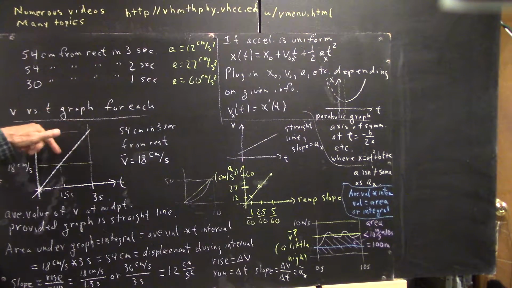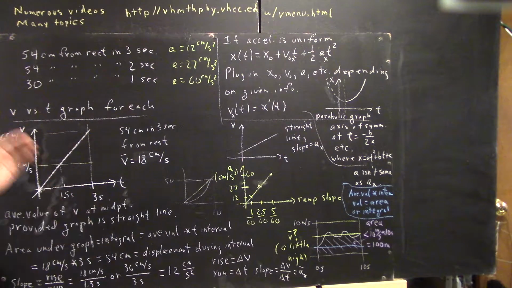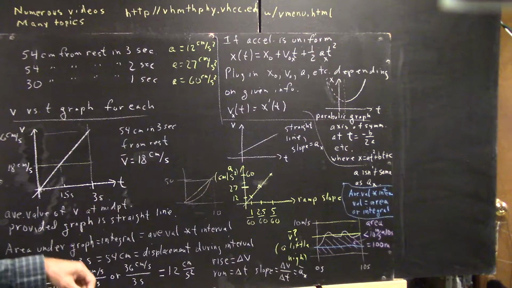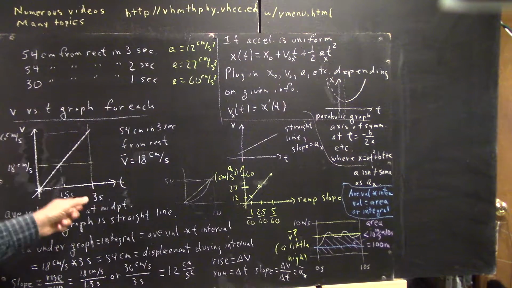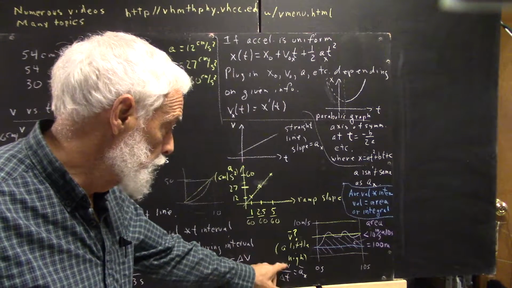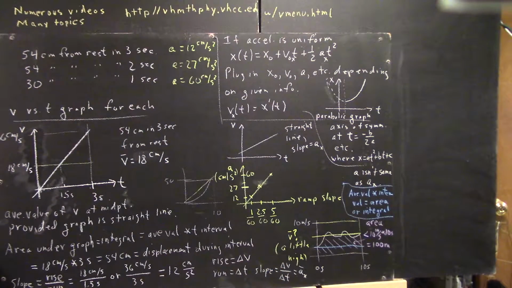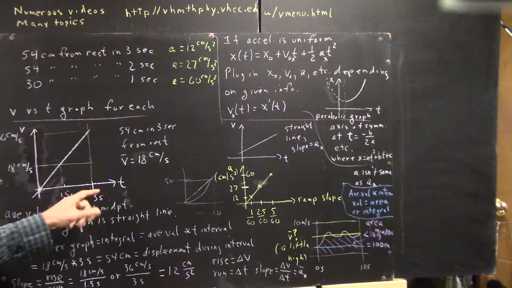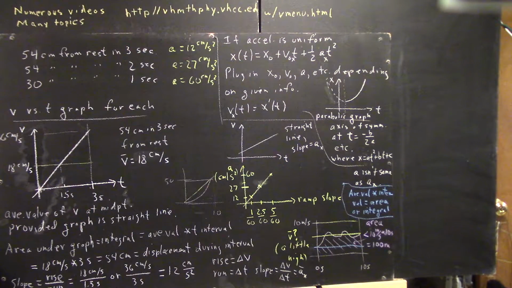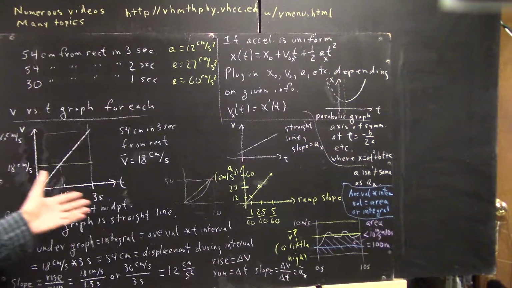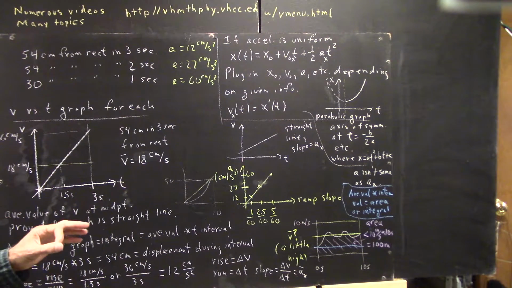Slope is a rise divided by a run, and that represents something depending on what your graph is. If it's a V versus T graph, then the rise represents change in V, the run represents change in T, so the slope represents change in V divided by change in T, or an average acceleration. And area is average value times the interval, and that's what your integral tells you. If you have a straight line graph, those average values are very easy to see, very easy to work with. If you don't have a straight line graph, well, then you do have to do a little bit of calculus if you want to get accurate results.